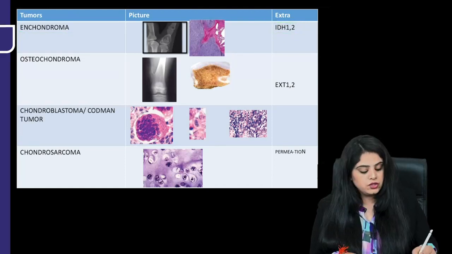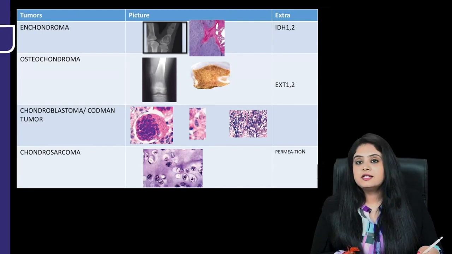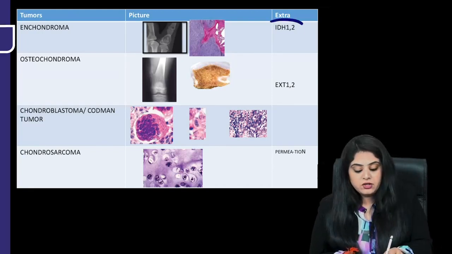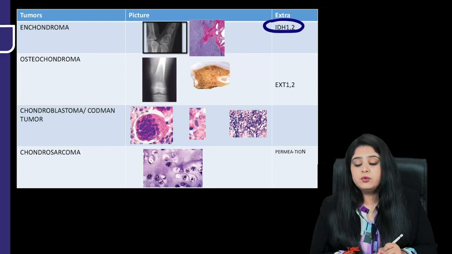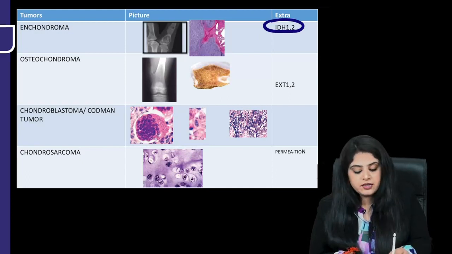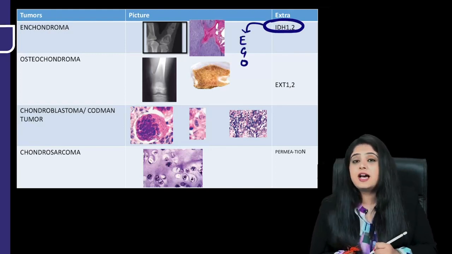IDH1 and 2 mutation. Quickly guys, can you revise with me. Starting with the genetics of enchondroma. Enchondroma shows you IDH1 and 2 mutation. Do you remember the mnemonic for all the IDH mutations? Isocitrate dehydrogenase: I am egoistic.